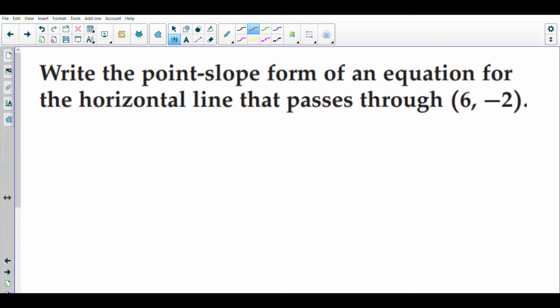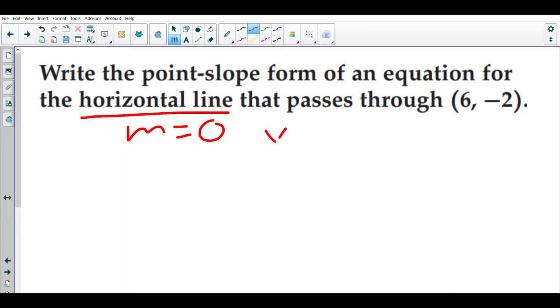All right. Write the point slope form of an equation for the horizontal line that passes through 6, negative 2. Okay. So this one, it doesn't give us a lot, but if you look at it really closely, it tells us what a horizontal line is. So in a horizontal line, slope is 0.